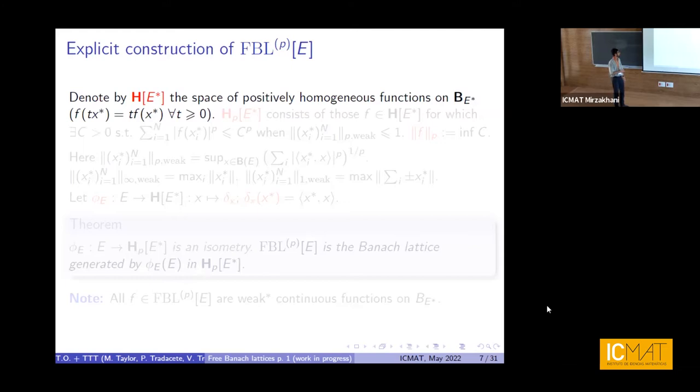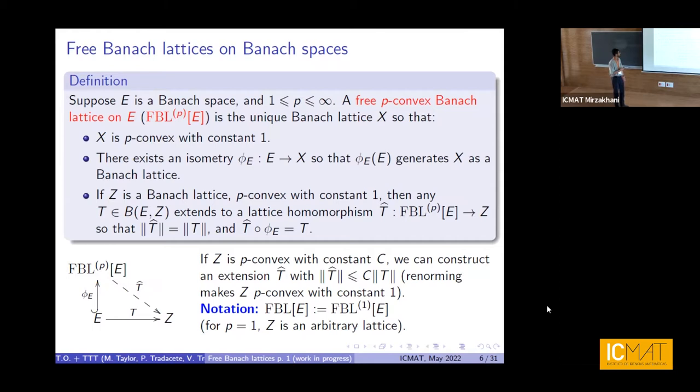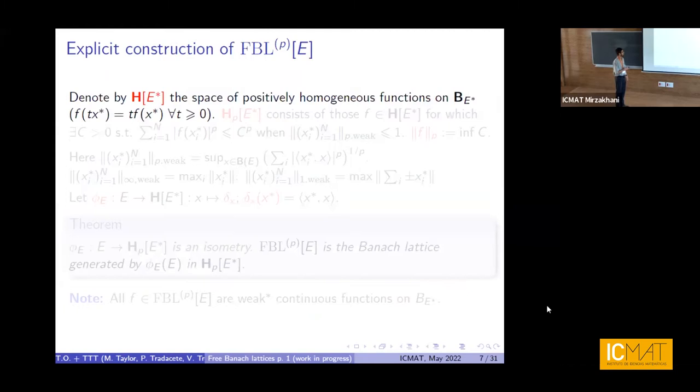First of all, I guess the first result I should start with is to state that the free Banach lattice with these properties does indeed exist. And let me briefly show how it is constructed. We shall denote by H of E star the space of positively homogeneous functions on the unit ball of E star.